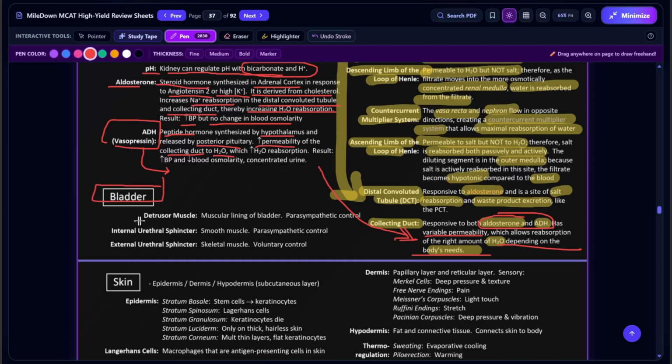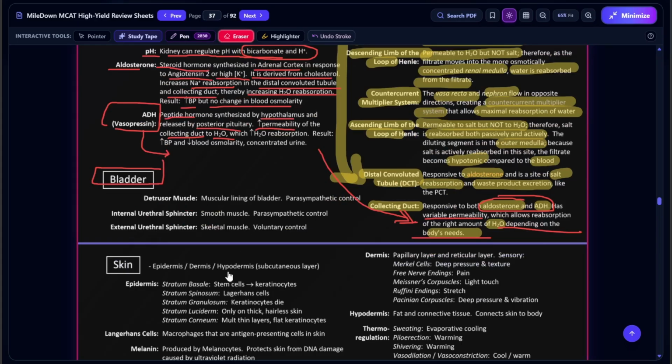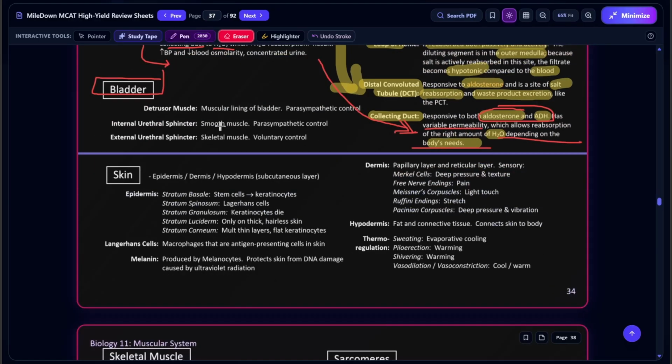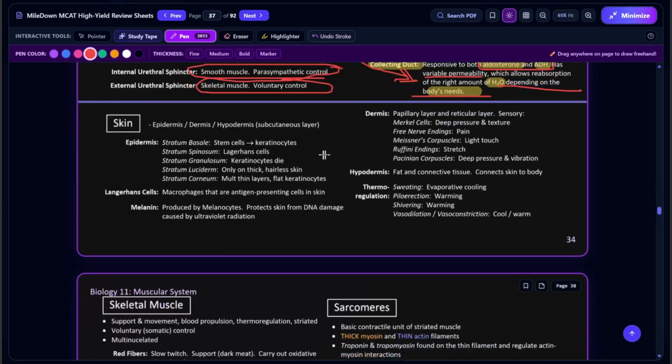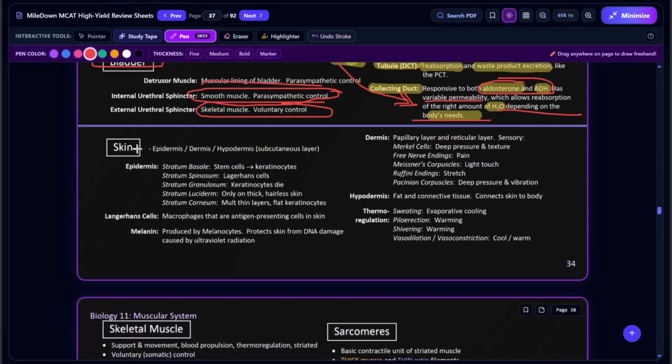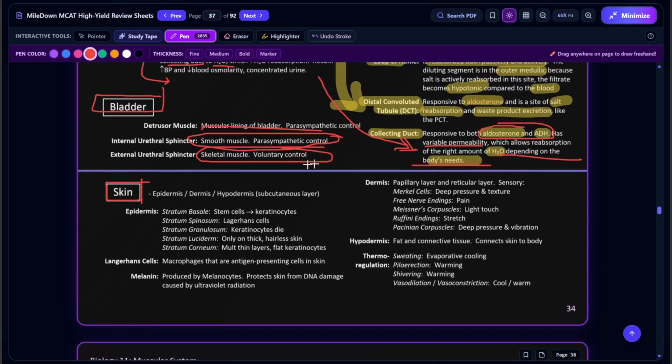Okay, your bladder has a detrusor muscle, which is smooth muscle, and an internal urethral sphincter, which is smooth muscle. The external urethral sphincter is skeletal muscle. Your detrusor muscle is a lining and it's under parasympathetic control, so think of relaxed, parasympathetic for internal, and then external is a skeletal muscle, so it's always voluntary. One way to remember this is that skeletal muscle is always voluntary and smooth muscle is always under parasympathetic or autonomic control. Parasympathetic and autonomic are different things, by the way.